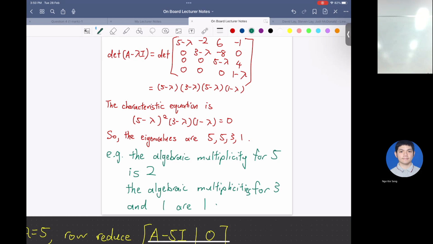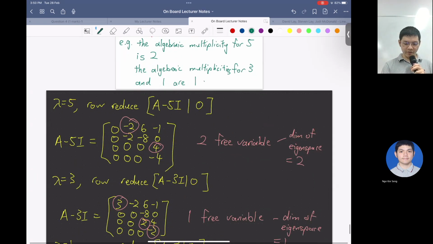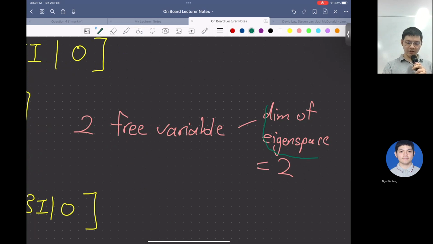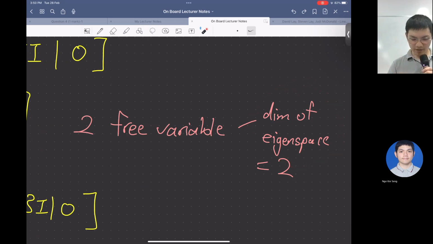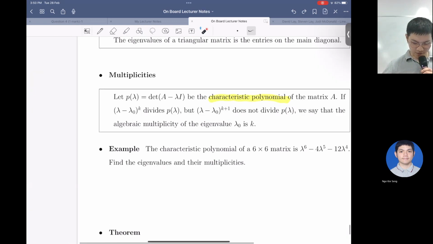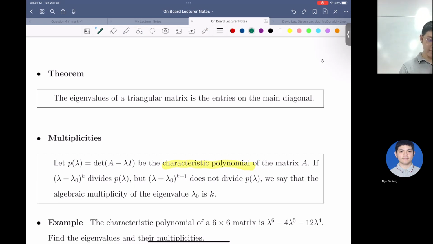So when we say multiplicity, then algebraic multiplicity, there's definitely another thing called geometric multiplicity. Algebra and geometry always come side by side. So geometric multiplicity refers to the dimension of the eigenspace of the eigenvalue. We will see it again, but let me tell you first. So, definition.